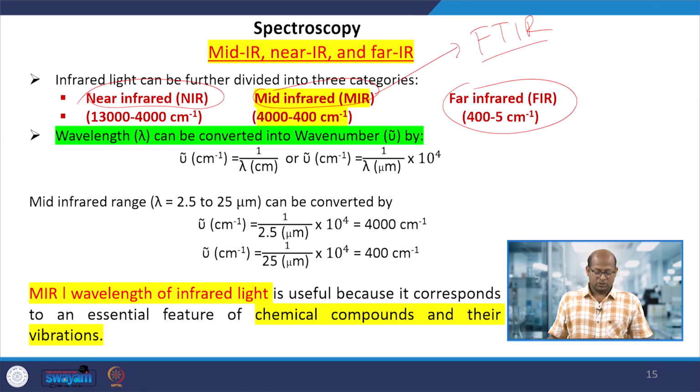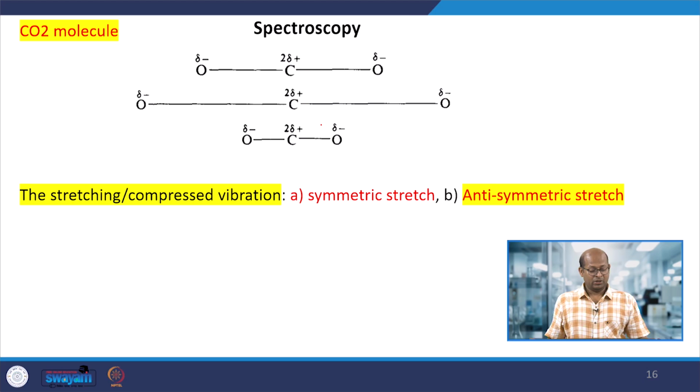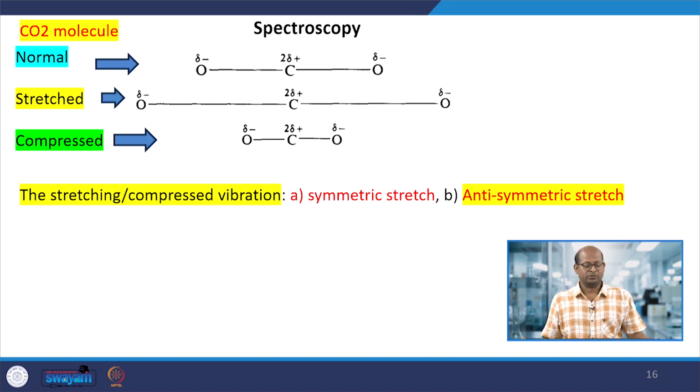range. In terms of wave numbers or wavelengths, wavelengths 2.5 to 25 micrometers we can use, and wave numbers 400 to 4000 within that range. So interconversions can be done. Okay, so when mid IR falls on any molecule, there may be changes in the molecule when it absorbs that particular range.